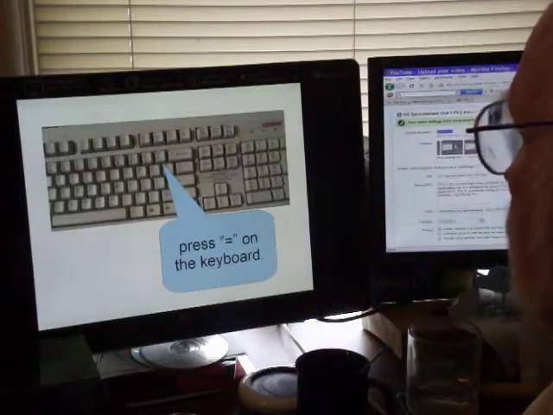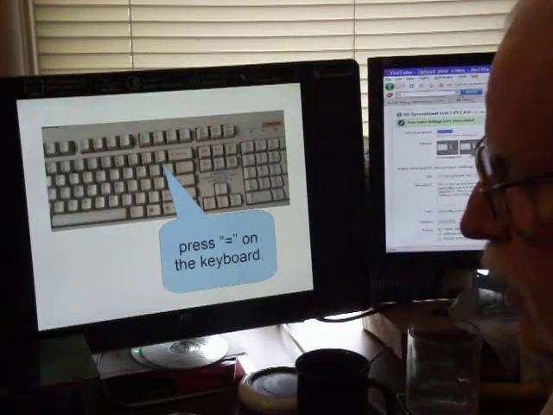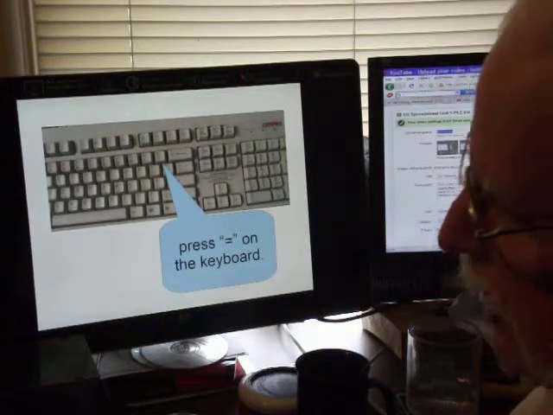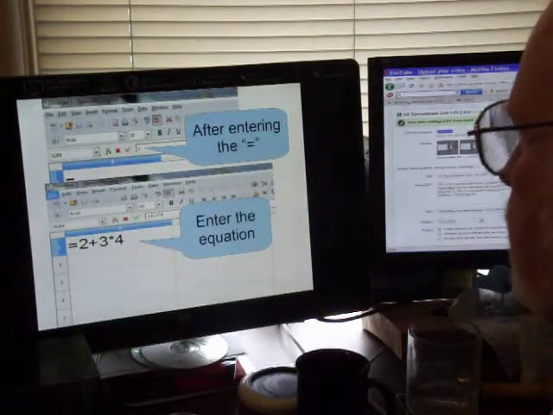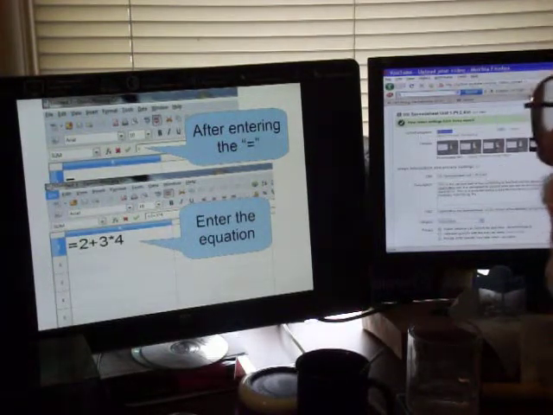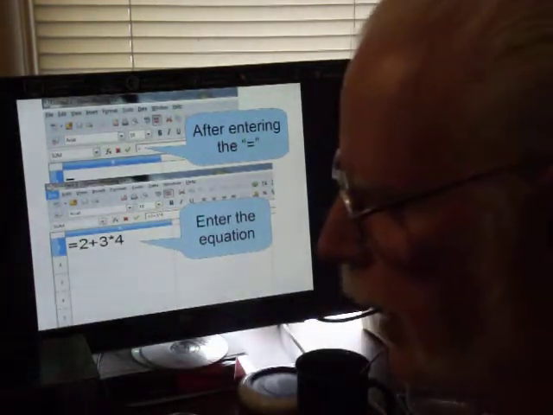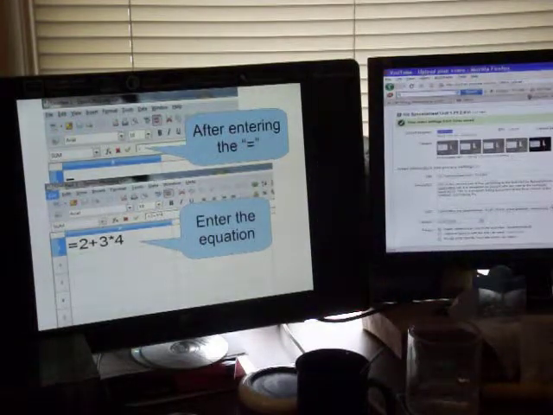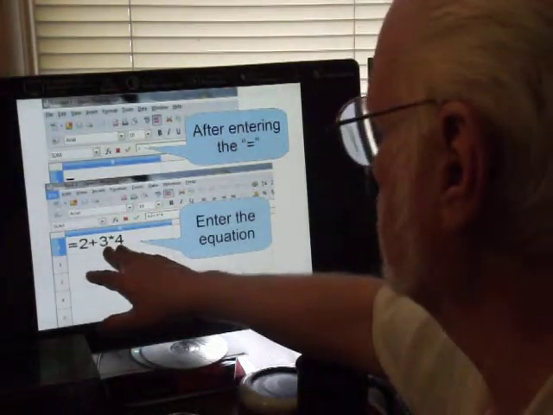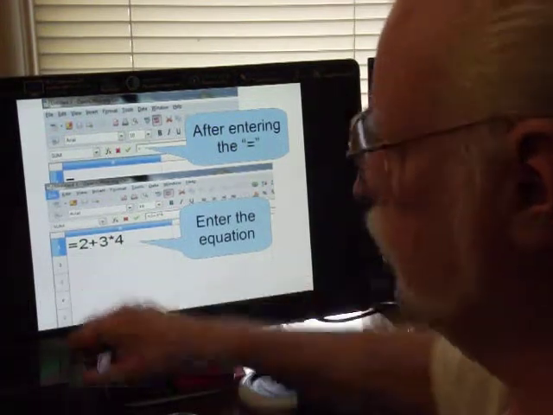Okay? Now, there is another way. You can just go to the keyboard and press the equal sign on there. And that will activate the same way. No difference. Okay, after entering this equal sign, you can enter any equation you want it to be. I happen to enter 2 plus 3 times 4. Now, as we talked about this before, what will happen is that the multiplier will take place first, and that will be 12, and then add 2 would be 14.